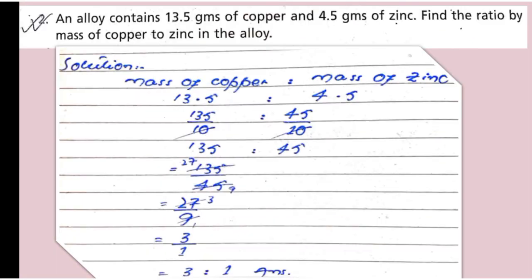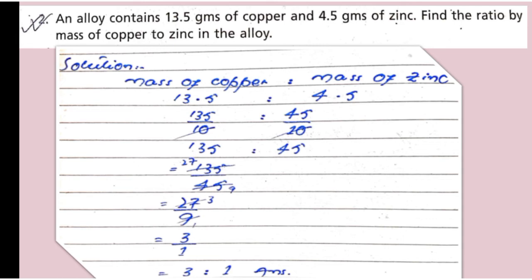Now question number 2: an alloy contains 13.5 grams of copper and 4.5 grams of zinc. Find the ratio by mass of copper to zinc in the alloy. We need to find the ratio of copper to zinc. The value of copper is 13.5 grams and the value of zinc is 4.5 grams. We don't need to write the units along.